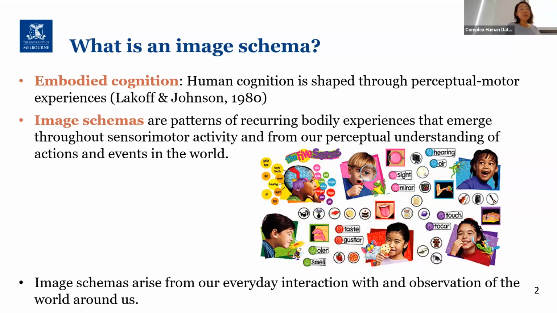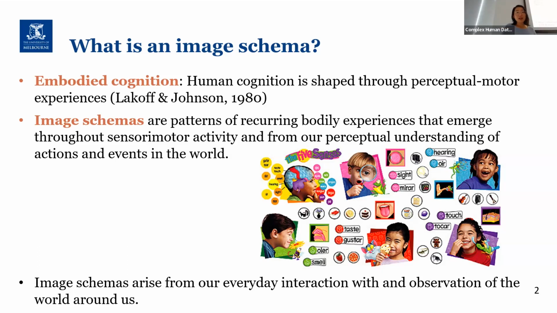So first of all, what is an image schema? That is the essential theoretical concept related to this work. The notion of image schema is related to this fundamental assumption of embodied cognition, which argues that human cognition is shaped through perceptual motor experiences. It's an assumption held by many cognitive linguists.